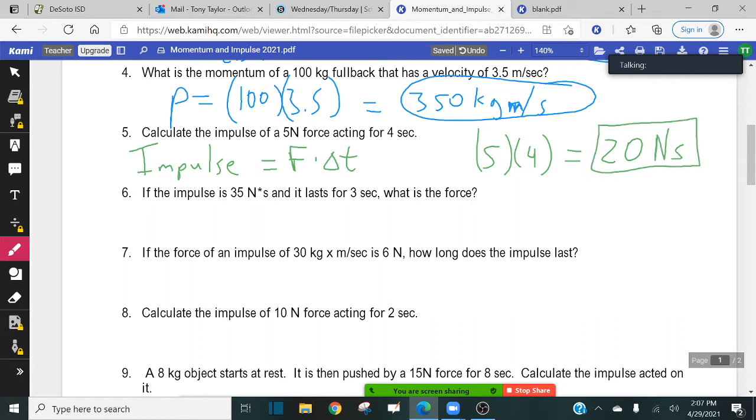Okay, super easy. Number 6 says, if the impulse is 35 Newton seconds and it lasts for 3 seconds, what is the value of the force?